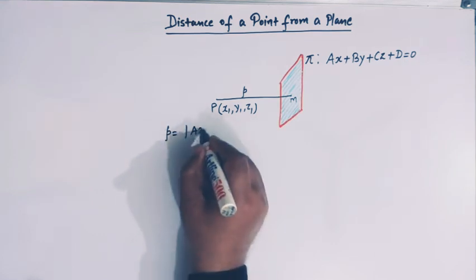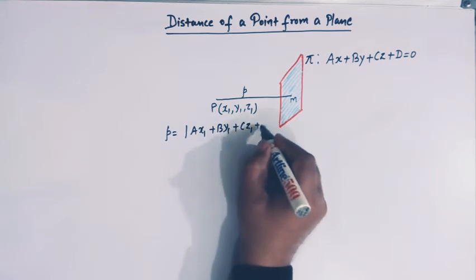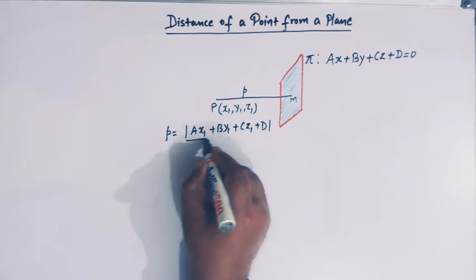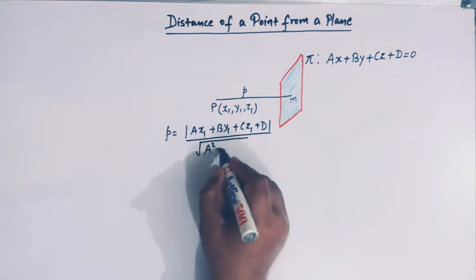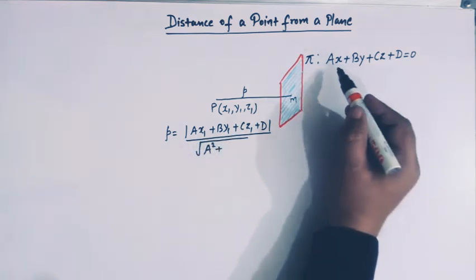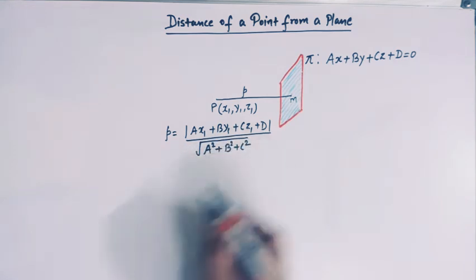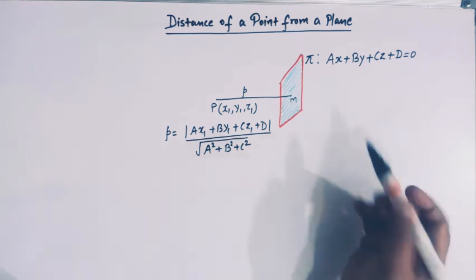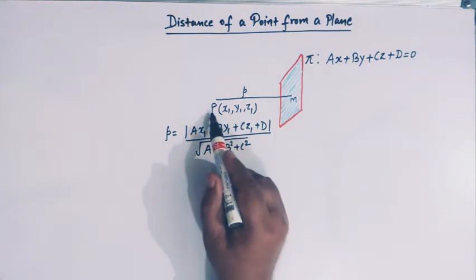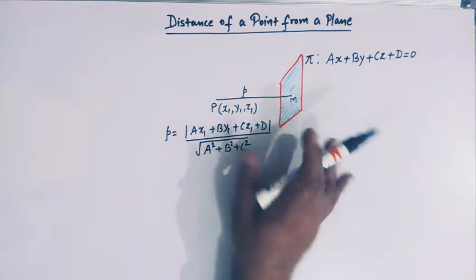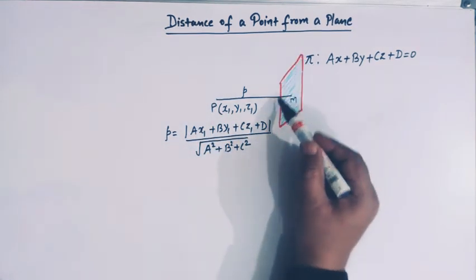absolute value of ax1 plus by1 plus cz1 plus d divided by square root of the sum of the squares of the direction ratios of the normal to this plane, right? That is a square plus b square plus c square, right? So we have a plane, this is the equation of the plane, and we have a point x1, y1, z1, and we wish to find the distance of this point P from this plane, right?